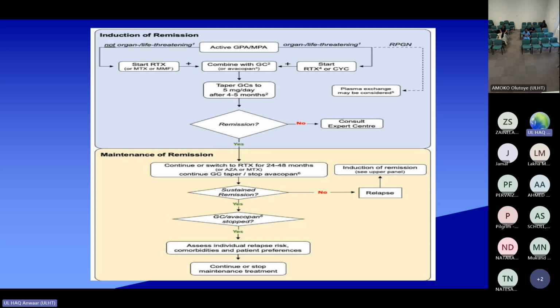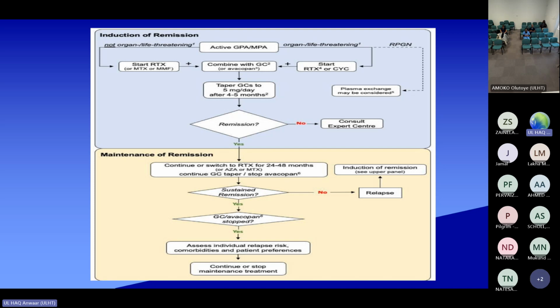So if the patient has suspicion of GPA and MPA, and we have done the blood investigation, and they are ANCA positive, PR3 positive and C-ANCA positive, then we see the extent of vasculitis and whether it is life-threatening or not. If you go to the right arm and it's life-threatening, we normally start with cyclophosphamide or rituximab, in combination with glucocorticoids or avacopan. Avacopan is the new steroid-sparing drug that is mostly used in different hospitals.